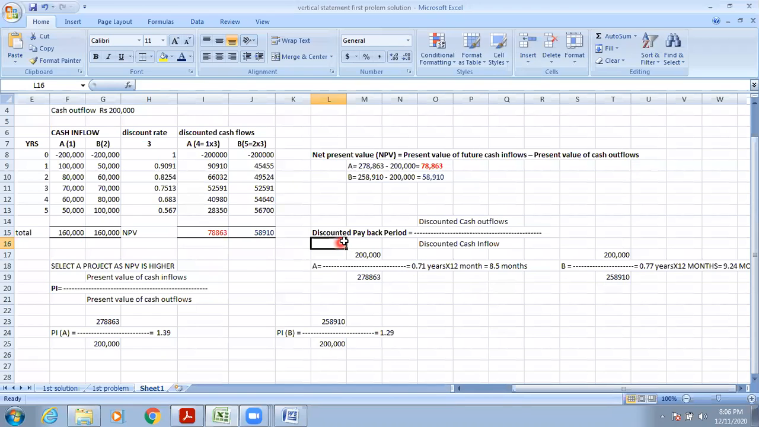Then for the PI index, the formula is present value of cash inflow divided by present value of cash outflow. And the last one, the discounted payback period, is calculated by dividing discounted cash outflow by discounted cash inflow. So here we learned how to calculate the different capital budgeting techniques.